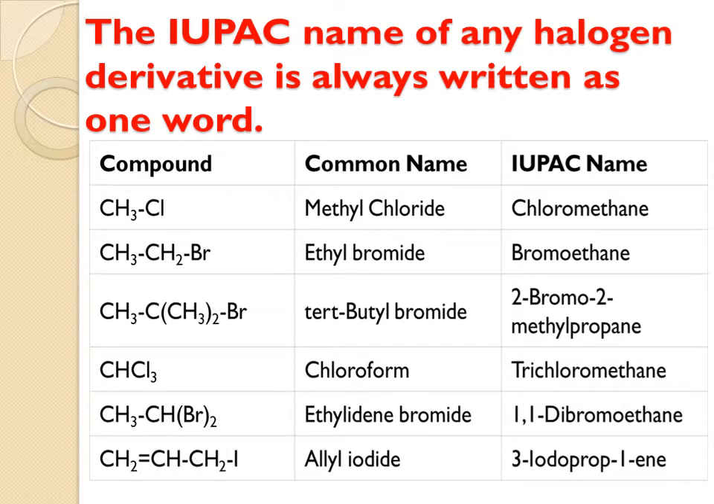For example, the compound CH3Cl, which is commonly known as methyl chloride, has the IUPAC name chloromethane. Similarly, in the second example, we can see it's ethyl bromide, but the IUPAC name is bromoethane. You can go through this table.